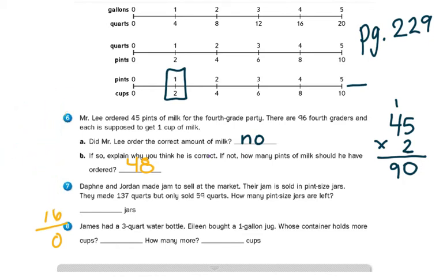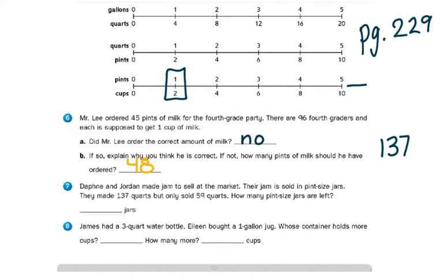Number 7, Daphne and Jordan made jam to sell at the market. Their jam is sold in pint-sized jars. They made 137 quarts, but only sold 59 quarts. How many pint-sized jars are left? Well, let's take the 137 quarts that they made. Write this in your math journal. You should have room up at the top.